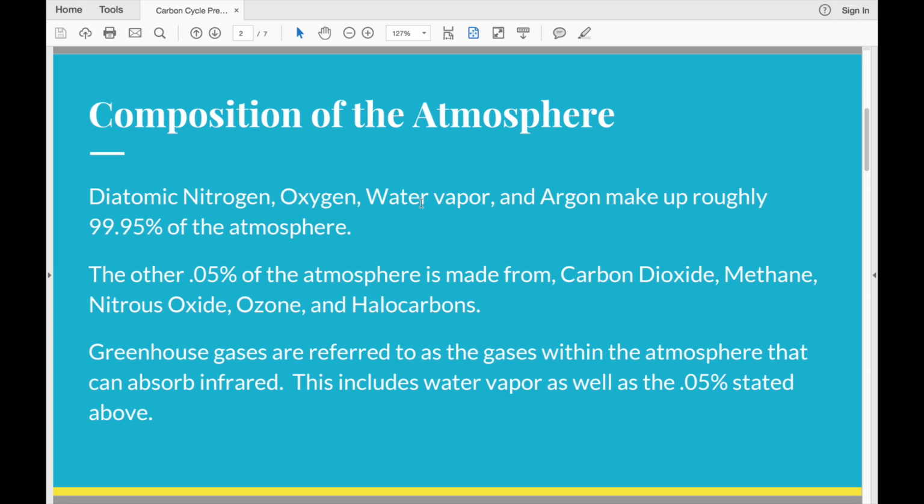Composition of the atmosphere: diatomic nitrogen, oxygen, water vapor, and argon make up roughly 99.95% of the atmosphere. The other 0.05% of the atmosphere is made up of carbon dioxide, methane, nitrous oxide, ozone, and halocarbons. Greenhouse gases are the gases within the atmosphere that can absorb infrared. This includes water vapor as well as the 0.05% stated above.